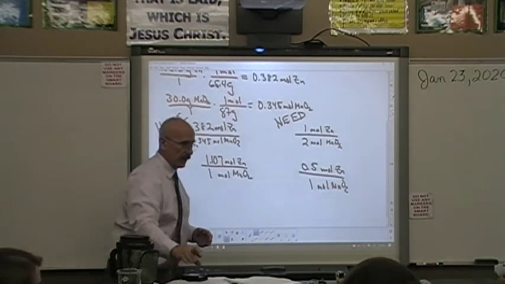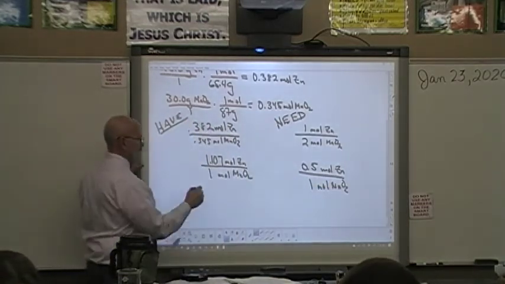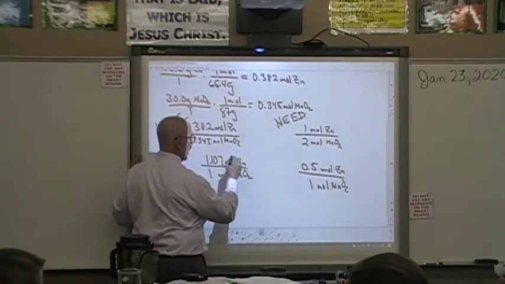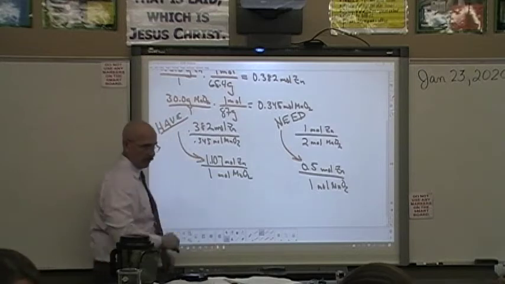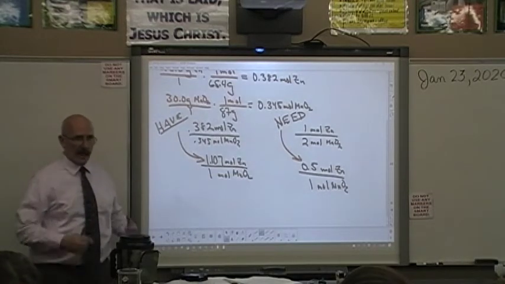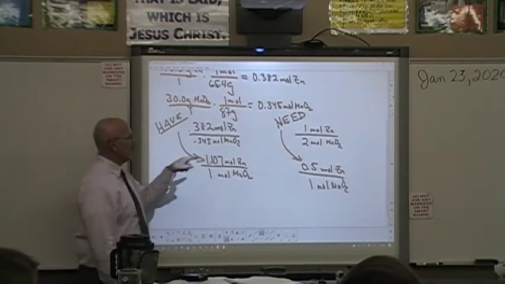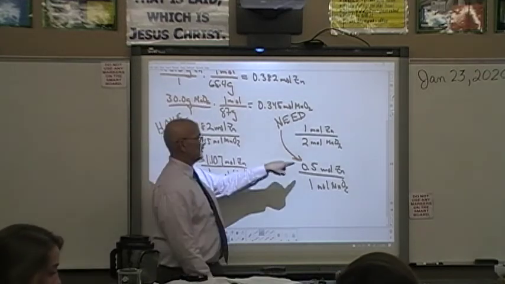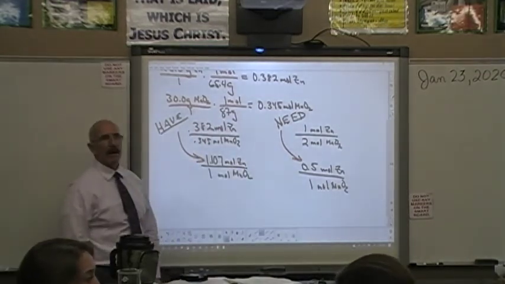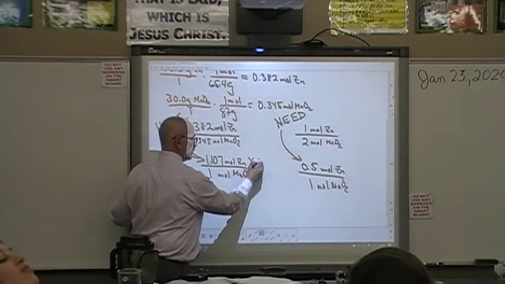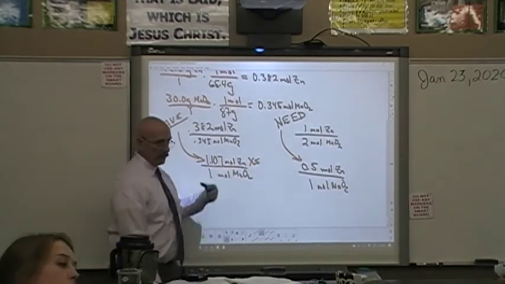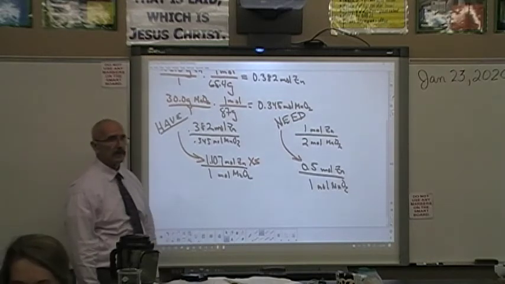Okay? So then, thinking caps on. Which of these numbers? This is what I have. This is what I need. I need to have 0.5. I have 1.107. Ask yourself that question. Do I have enough of this to meet this need? Yes. Yeah, I got twice as much. So that's going to be excess. And that one down in the bottom will be the limiting reactant.